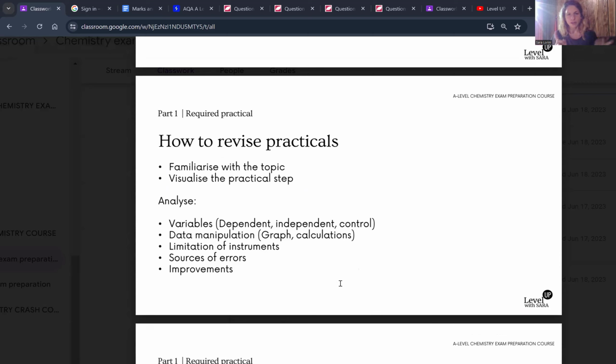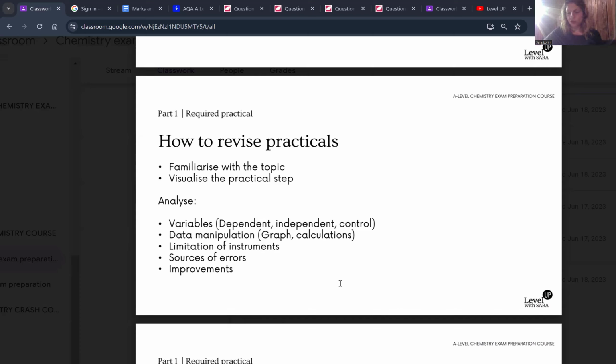As usual, to revise the practical, remember to have a look at the topic, what it's talking about. And for example, in organic synthesis of solids, it's useful if you notice which functional group you are actually synthesizing. That's so that you understand also the different tests. Okay. Then you can analyze, of course, as usual, the variables: the dependent, independent and control variables. If there is any data manipulation, in the case of organic synthesis, not really, but you can still think about the calculation that you do and the percentage yield, you know.